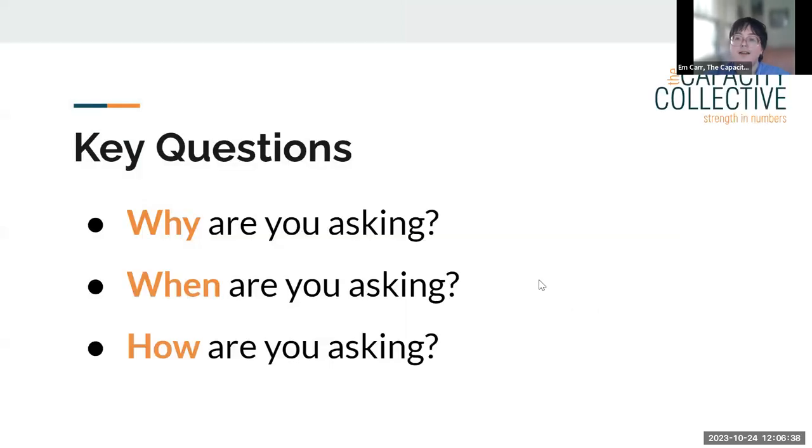So there are a few key questions that I want everyone to keep in mind when they are designing an intake form, really any form. And I promise I will explain these more in the next few slides, but for every piece of information that you are gathering, for every question that you're asking, you should think: why are you asking this? When are you asking this? And how are you asking this?